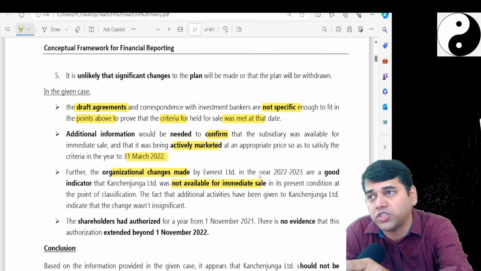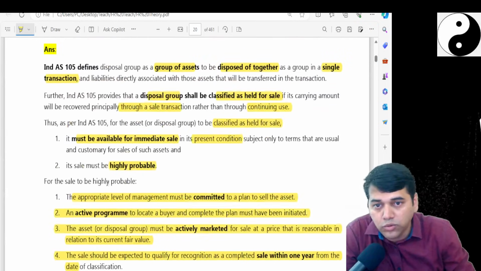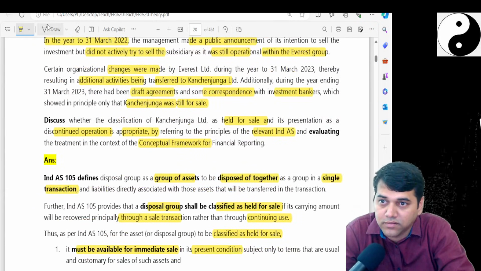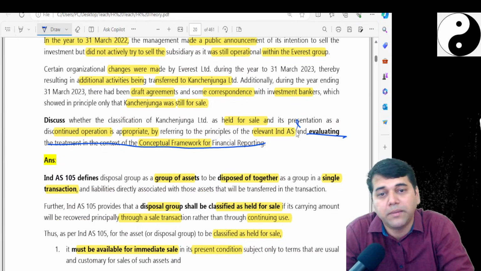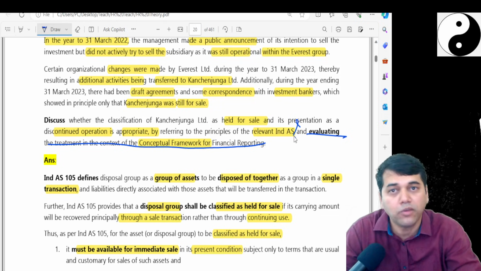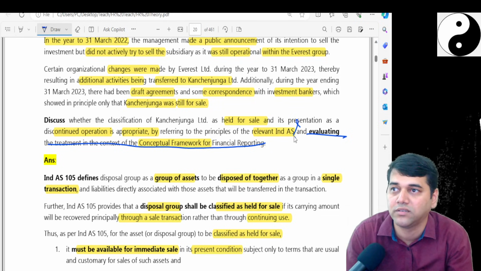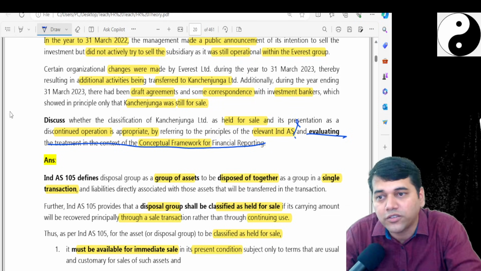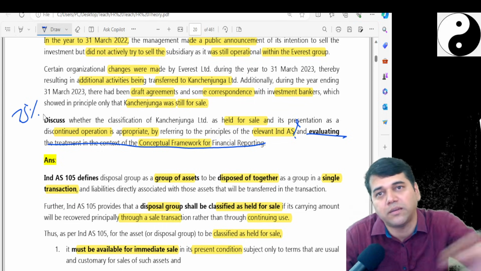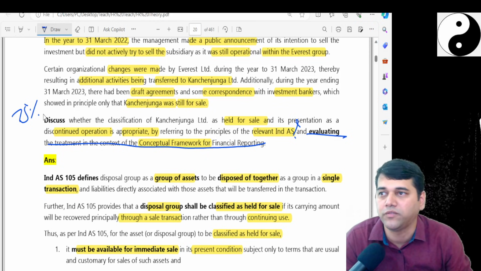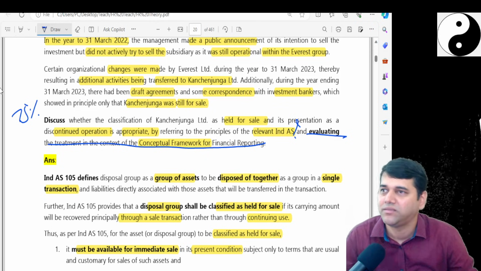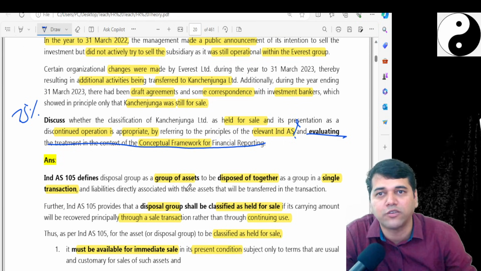See, the same question without this portion, they may ask you as an Ind AS 105 question. That's why I'm telling you, this chapter is very easy actually. And 75% of the questions are coming from the accounting standard only, and one para will come from the conceptual framework. So you should be able to understand this accounting standard question, no?